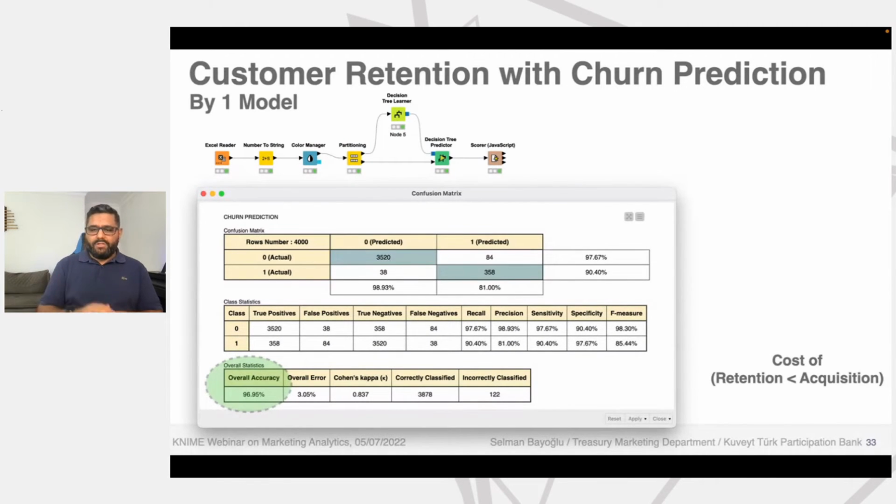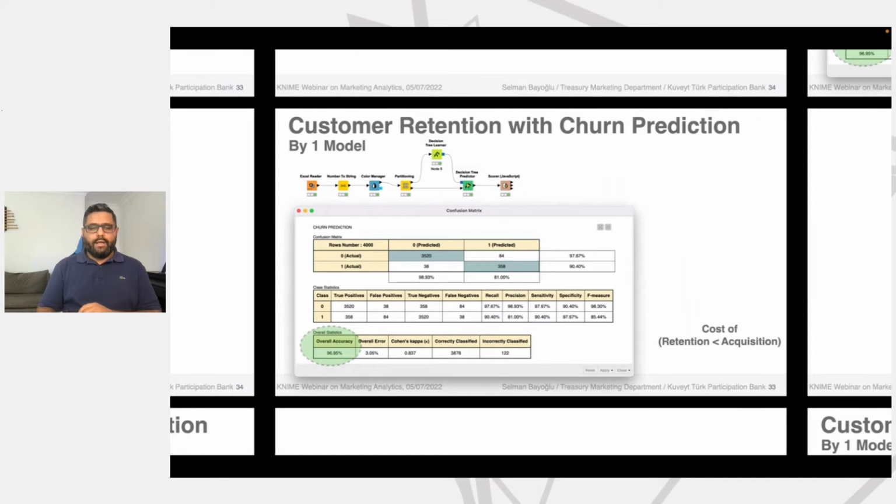Let me just mention another thing. This project is very important because the cost of retention of your client is less than the cost of acquiring a new client. So it is important to implement this as well. We did one model here, and the result is 97% accuracy from the decision tree learner.